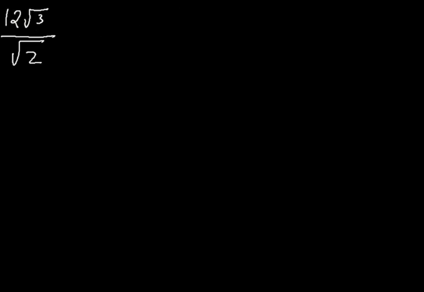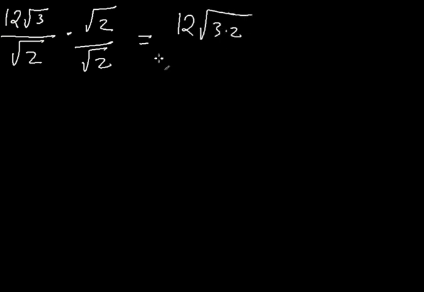Let's try another one to make sure that makes sense. So I have 12 times root 3 over square root of 2. So let's see if we can get that square root of 2 out of there. So I'm going to multiply both top and bottom by the square root of 2. And what happens? I get 12 times root 3 times 2 over, and then that's going to just be 2, because square root times square root, it's just whatever's inside.